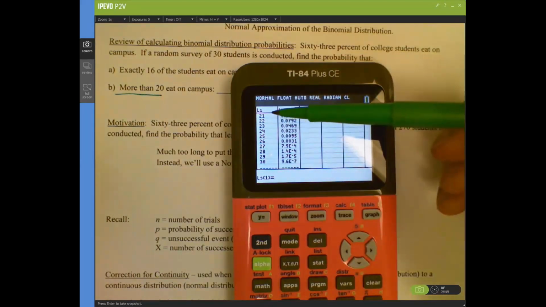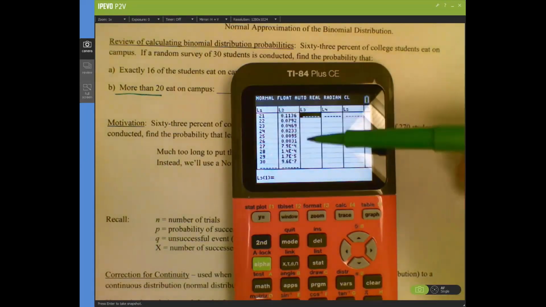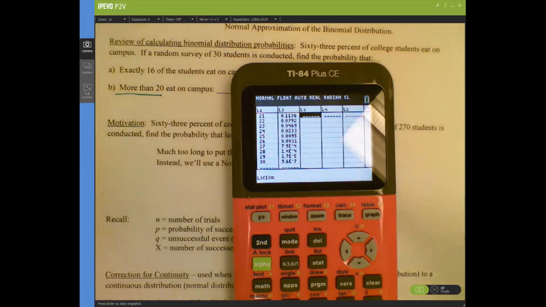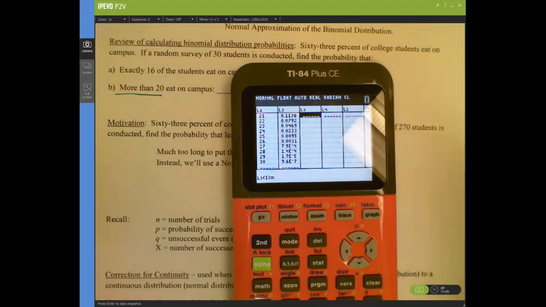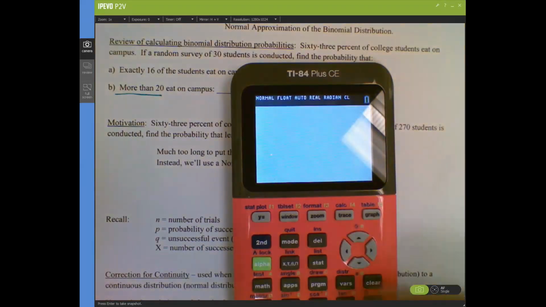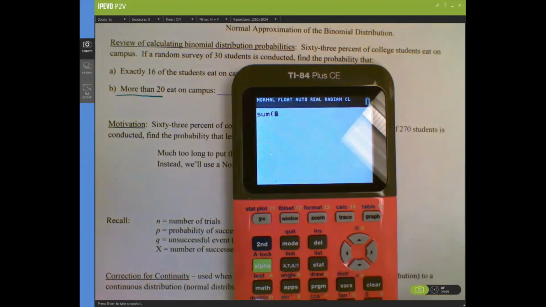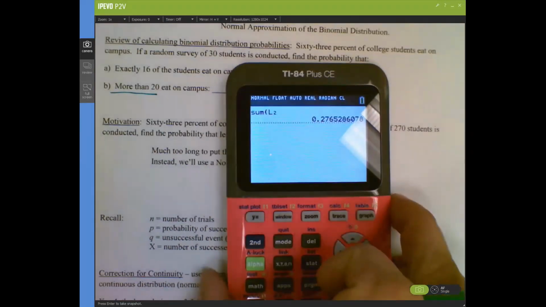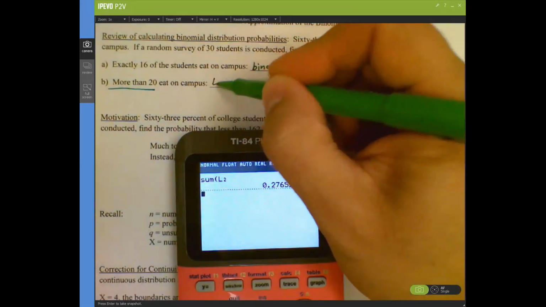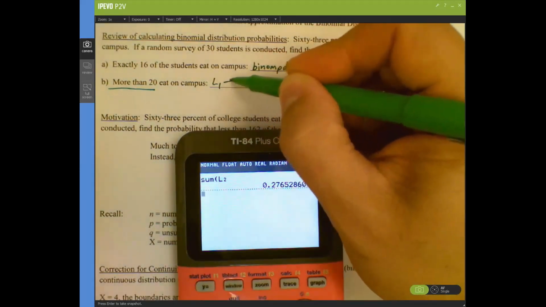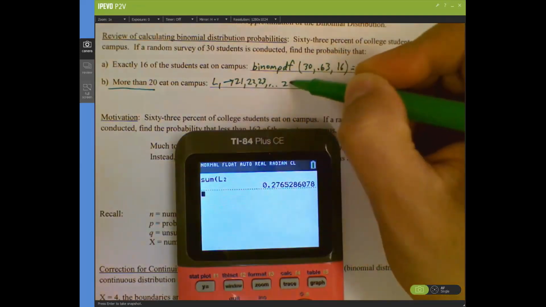Paste that in. And we got those numbers, and then we took the sum of those numbers. The point is we had to enter all these values into L1 and then run our binomPDF for all of the numbers in L2, and then find that sum on the home screen. If you remember, it was sum(L2) to get that probability of 0.277. So in L1, we had to enter all those numbers, 21, 22, 23, ... 29, 30.